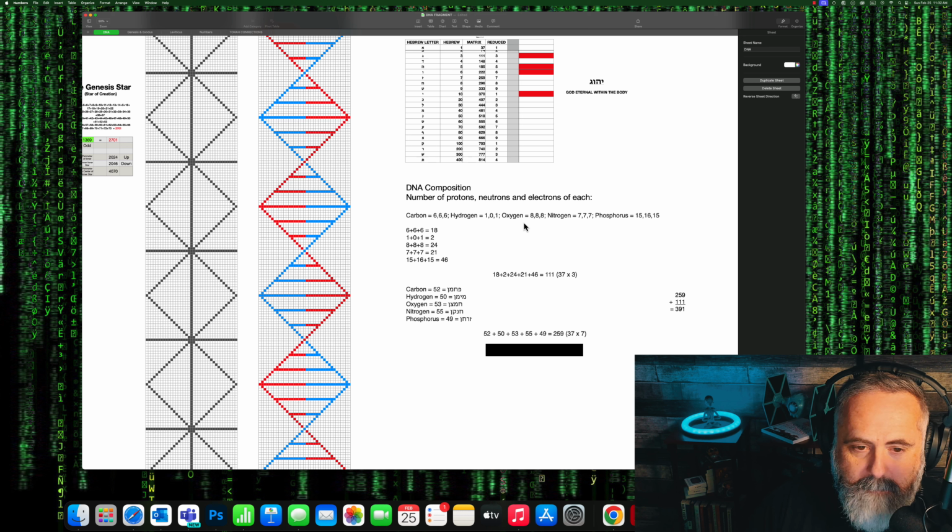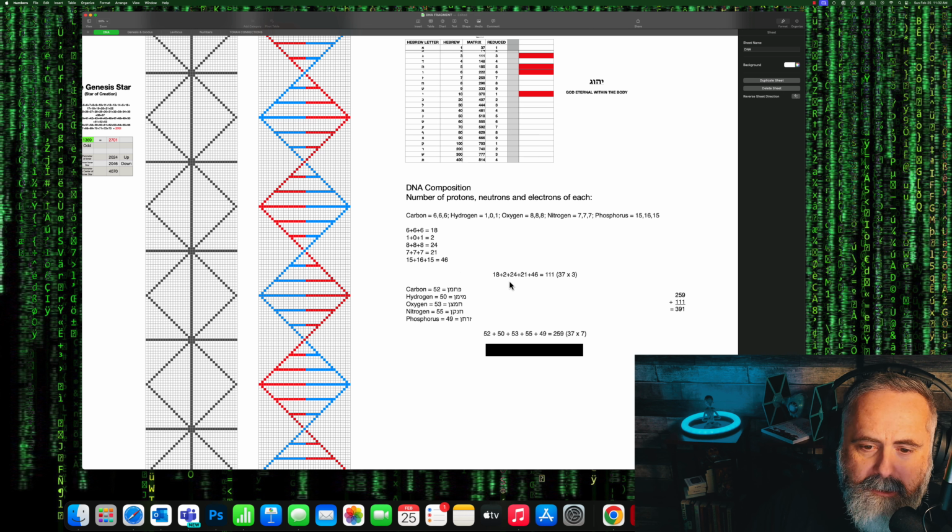So when we begin to reduce those numbers down to their first reduction, 6 plus 6 plus 6 is 18. That's going to be for carbon. Hydrogen, we have 1 and 1, so that's 2. Oxygen is 8, 8, 8, so 8 times 3 is 24. Nitrogen is 7, 7, 7, so 7 times 3 is 21. And then we have phosphorus with 15, 16, and 15 for a total of 46.